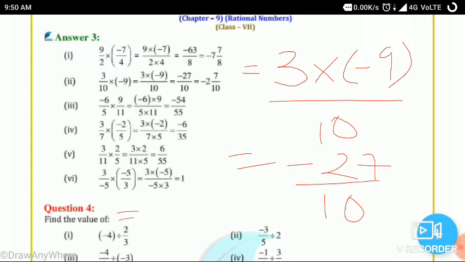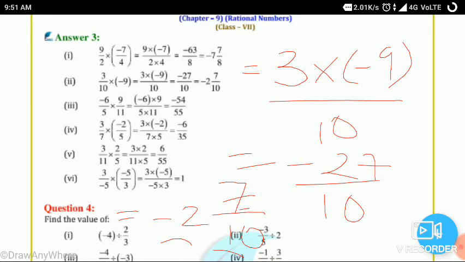See, first we put a minus sign, and 10 is in the denominator. 10 ones are 10, 10 twos are 20, 10 threes are 30. 30 is greater than 27, so we take 10 twos are 20, right? And after that, which number do we put here? 7. Okay, so 10 twos are 20 plus 7 is 27, minus 27.